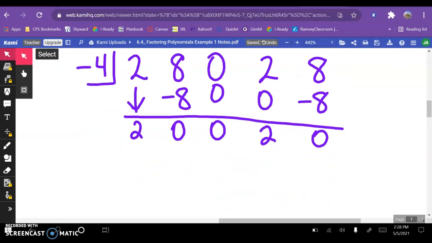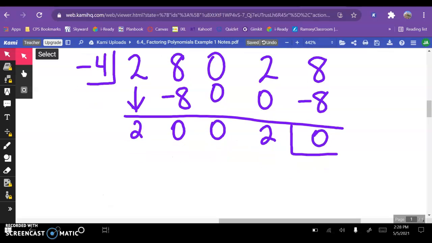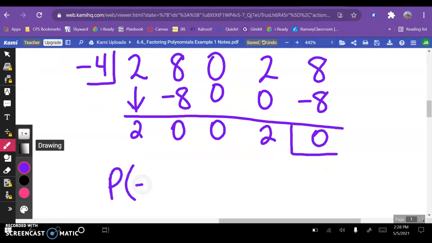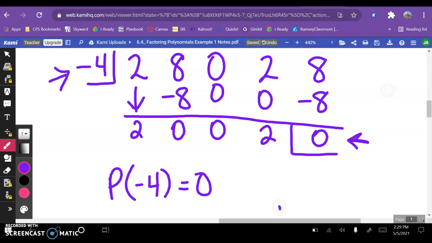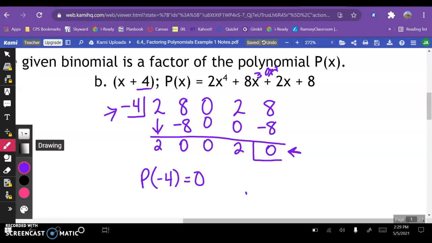So here, my remainder is 0. So p of negative 4 equals 0. So we use the negative 4 from here, and our remainder is what's left over. That's what we wanted. So the question of, is x plus 4 a factor of this polynomial that they gave us? And since we got 0 out for an answer, the remainder, the answer is yes, that is a factor.